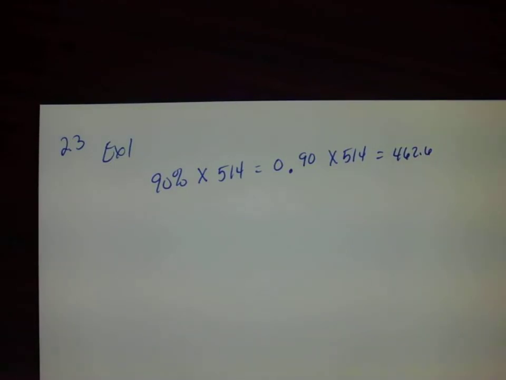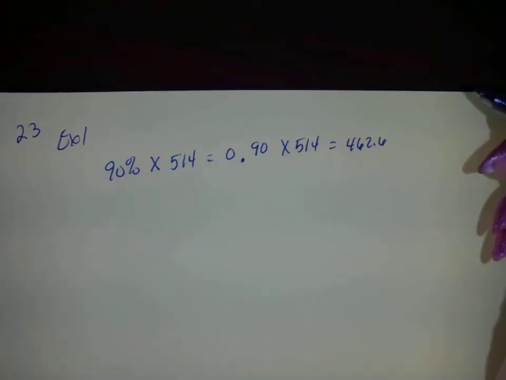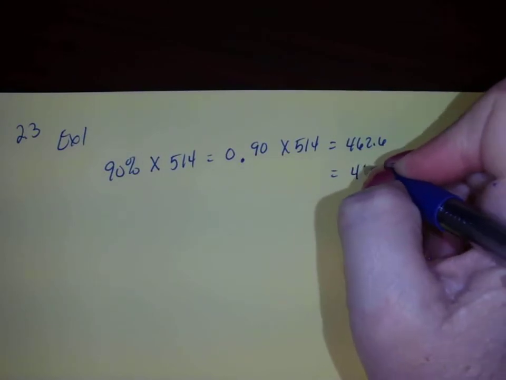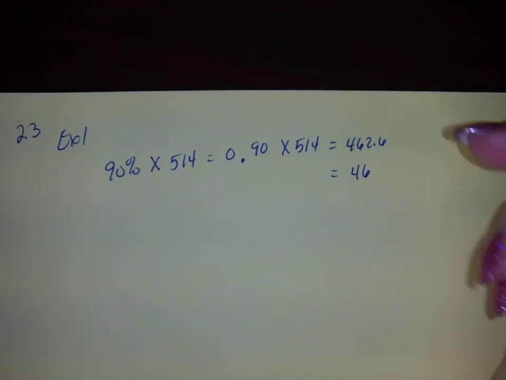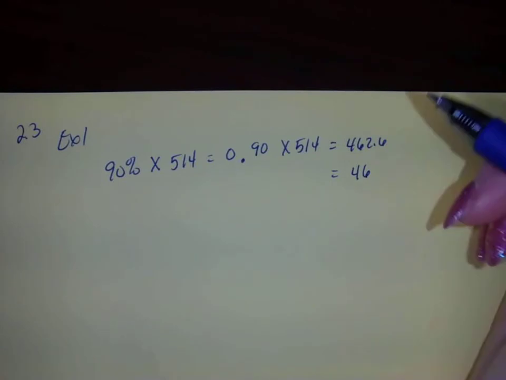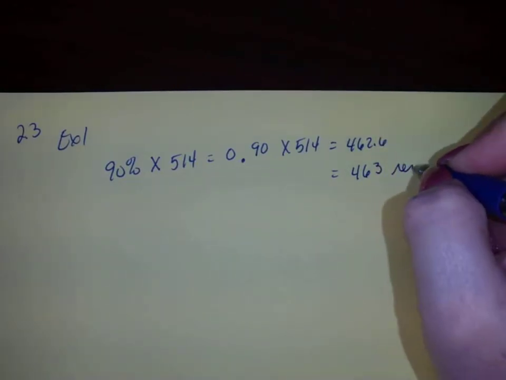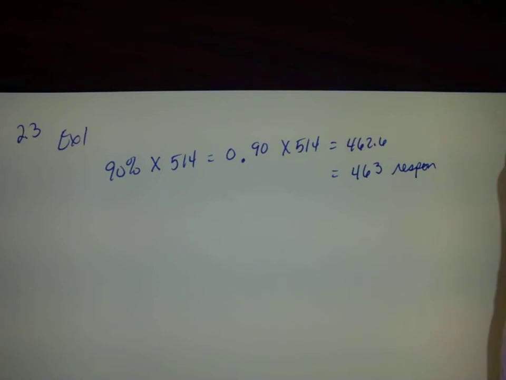462.6. Now, can we have a 0.6 part of a person? We cannot. We talked about having a partial percent of cows. We don't want partial percents of people. So we are going to round this up to 463 because our 6 is 5 or more, so it'll cause it to round up. So always use the common rounding rules that we've learned.